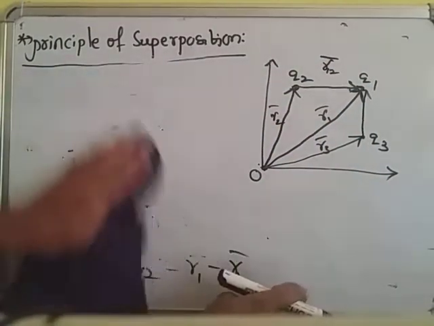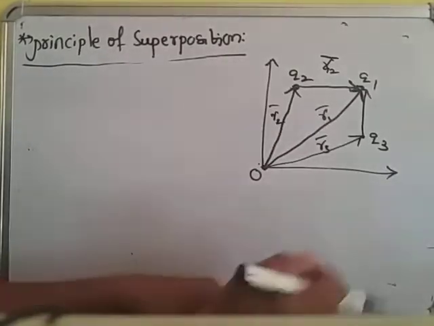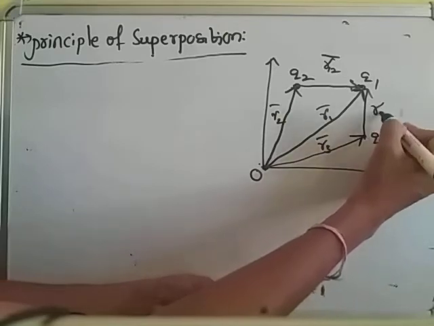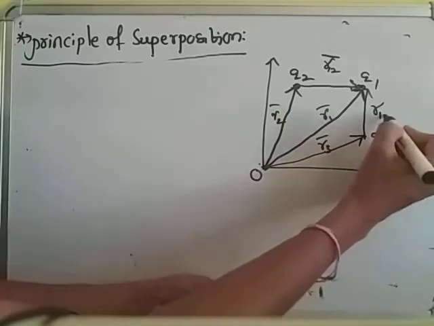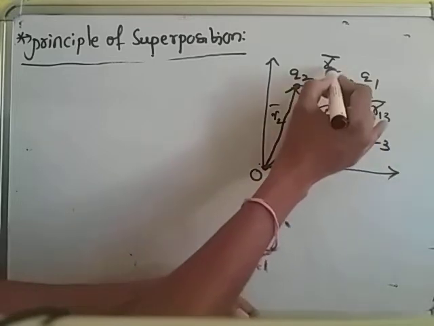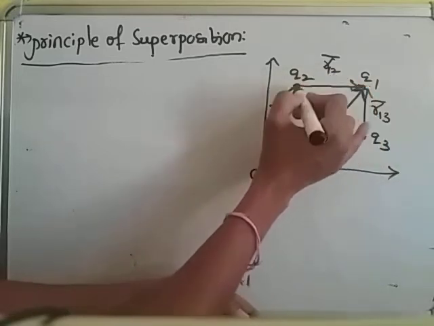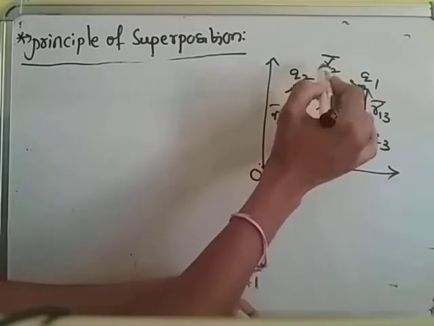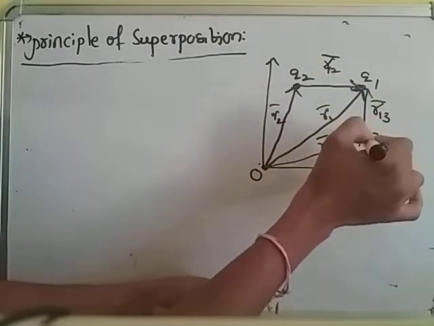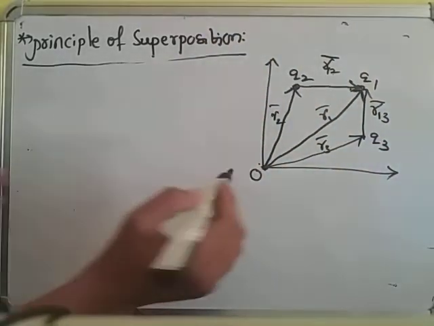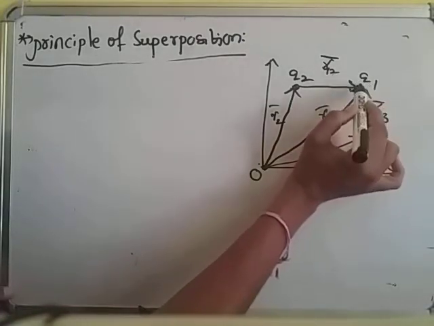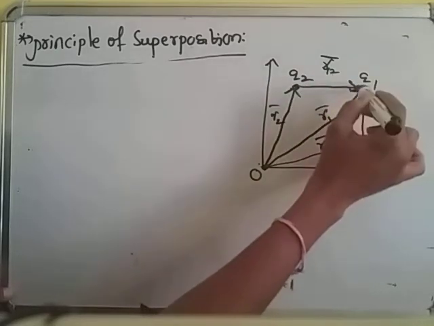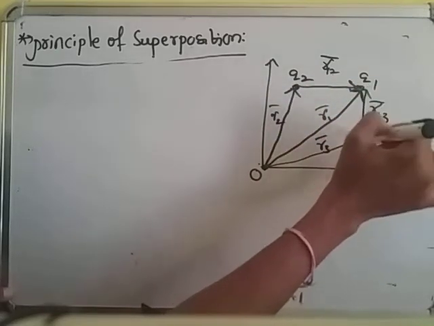The position vector of Q1 with respect to Q3 I also want. The position vector of Q1 is R1, but with respect to 3 that is R13. The position vector of Q1 with respect to Q2 is R12, and the position vector of Q1 with respect to Q3 is R13. For R12, the tail is at Q2, and for the position vector of Q1 with respect to Q3, the tail is at Q3.